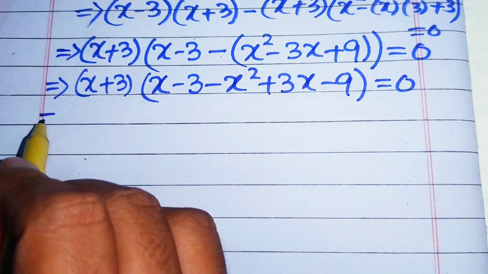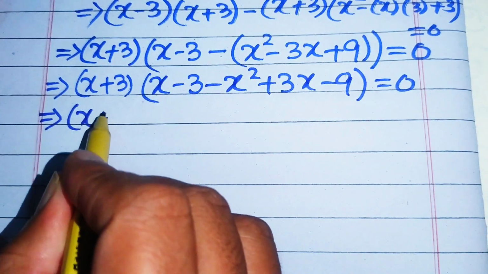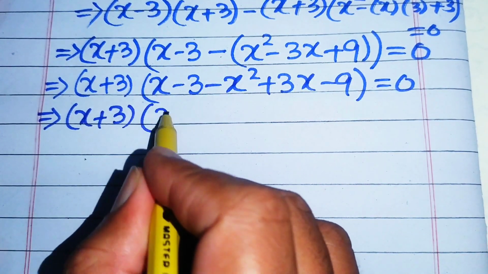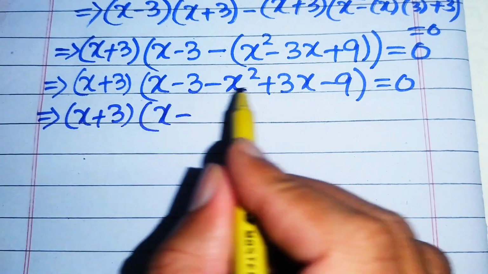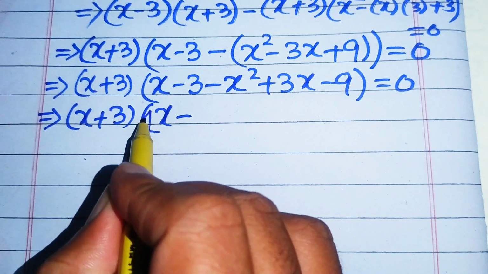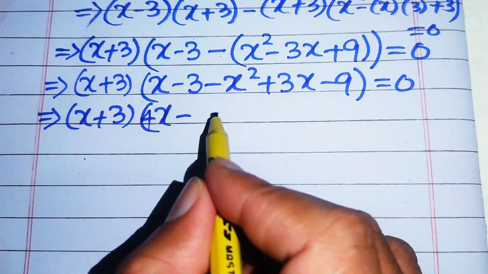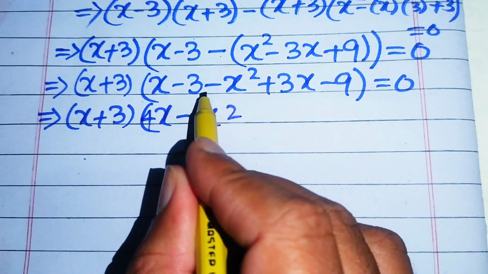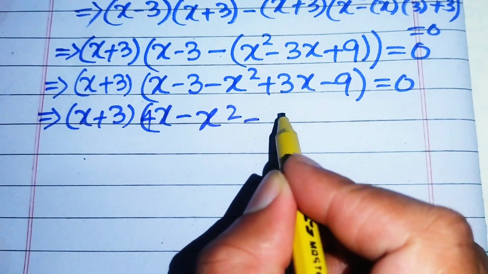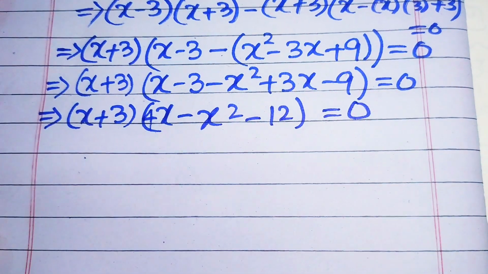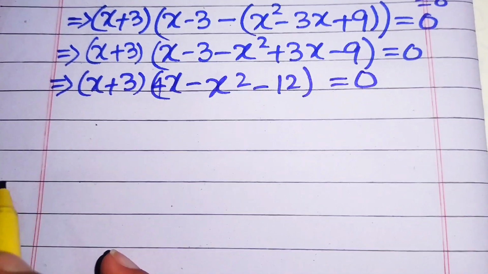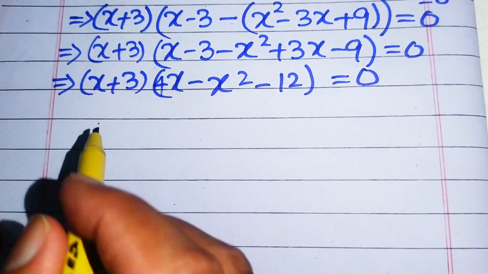So we write this expression as x plus 3 times x minus, here we have x plus 3x, which becomes 4x, and this is minus x squared, and minus 3 minus 9 equals minus 12, and this whole equation equals 0. So here we divide this equation into two cases.